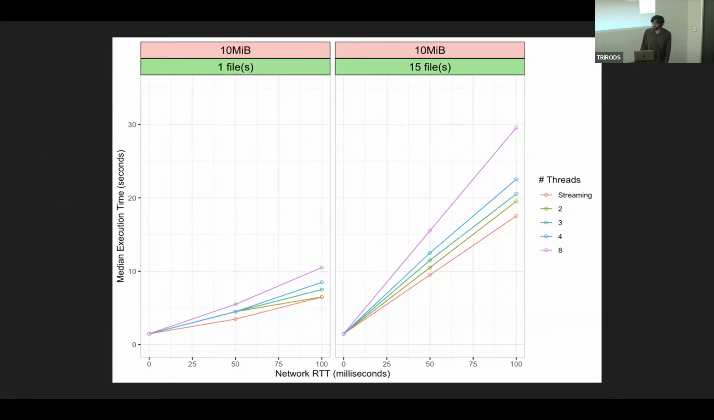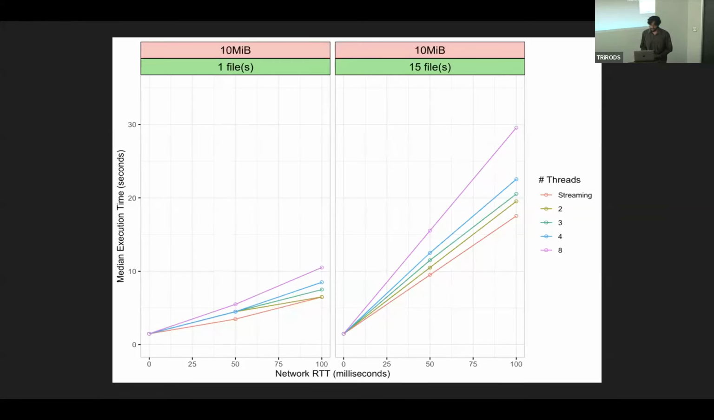And so this is a graph of the run times for the ingest of a 10 megabyte file. It's a little hard to see, but the streaming solution for the 10 megabyte file was the fastest. And as we increase the number of threads, the execution time increased. So this demonstrates that there's still some merit for this streaming solution. And on the x-axis, sorry, there's the network delay, so it's either 0, 50, or 100 milliseconds. And then the y-axis is just the runtime.